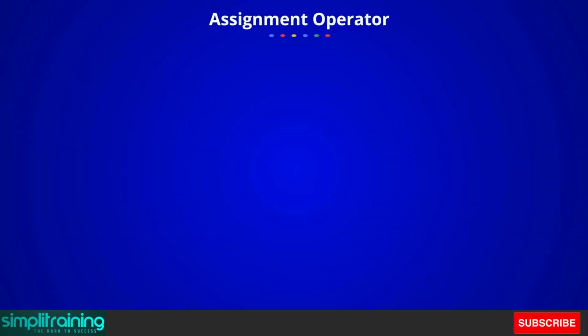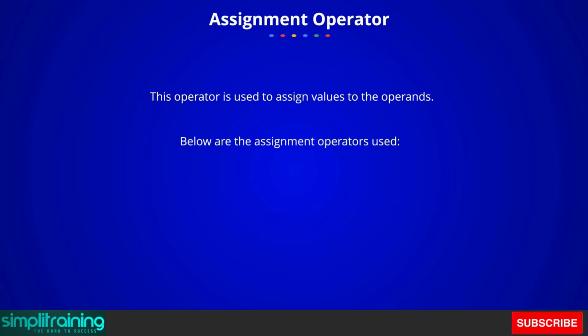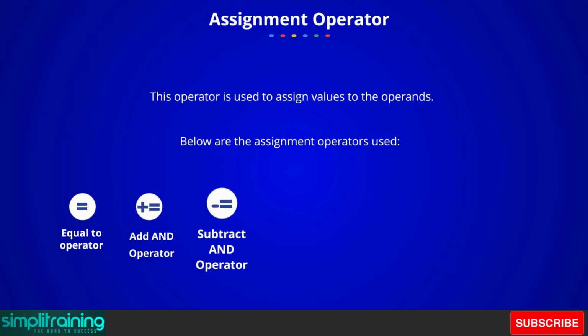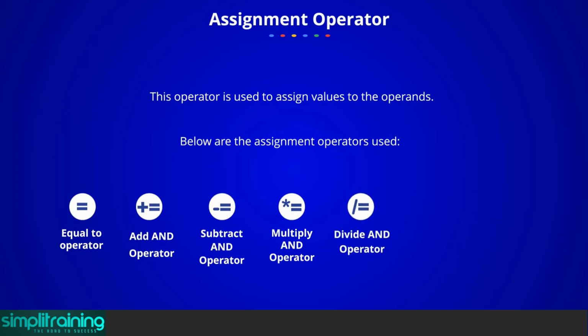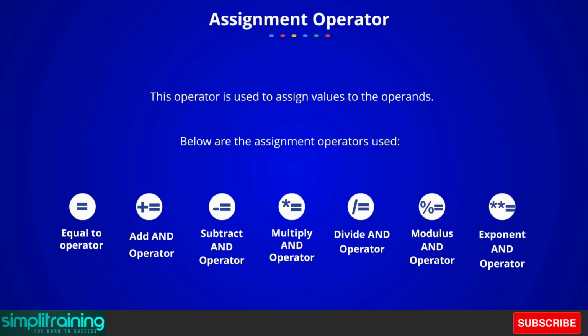Assignment operator. In Python, the assignment operator is used to assign values to the operands. The assignment operators used in Python are the equal to operator, add AND operator, subtract AND operator, multiply AND operator, divide AND operator, modulus AND operator, exponent AND operator.